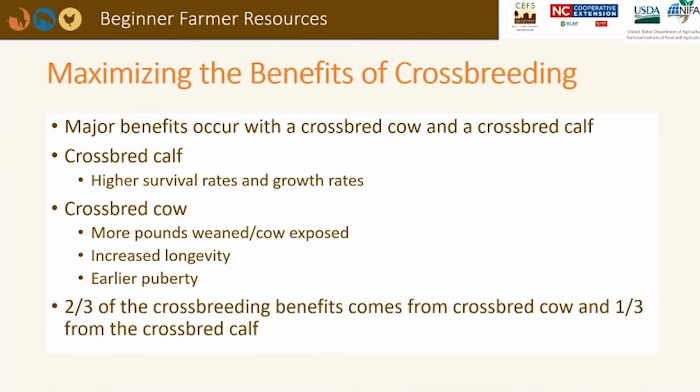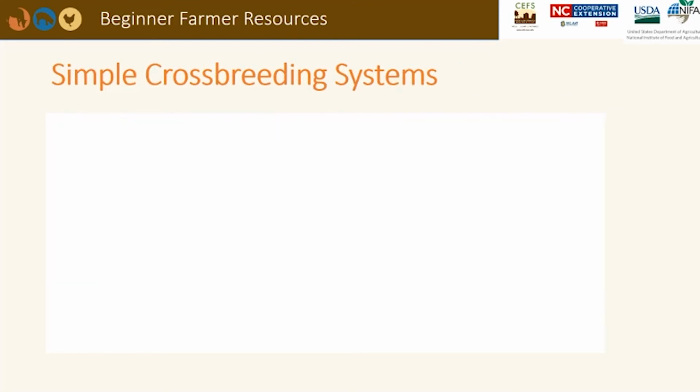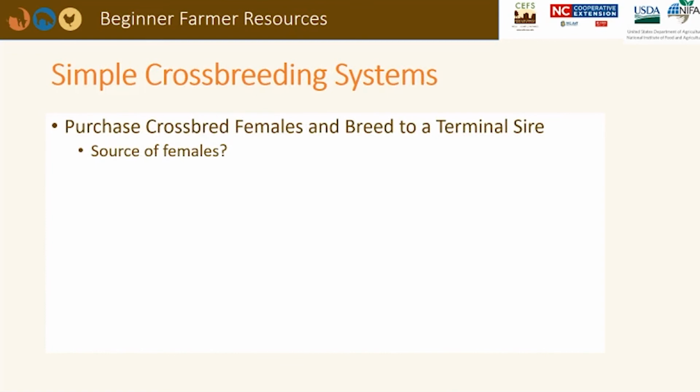When we look at the benefits of a system that combines both, about two-thirds of the benefits are from the cow and one-third of the benefit from the calf. So the first principle there is that the crossbred cow is a very important thing on a commercial cattle farm. If we look at systems, there are a lot of complicated crossbreeding systems, and you can study those, but for small farmers, we want to purchase crossbred females and breed to a terminal sire. This is probably what would be recommended for many people that are beginning.